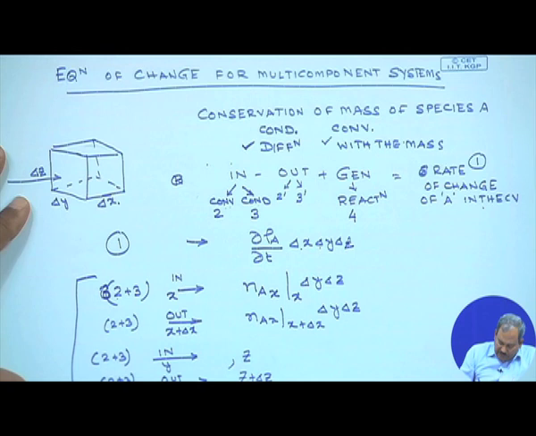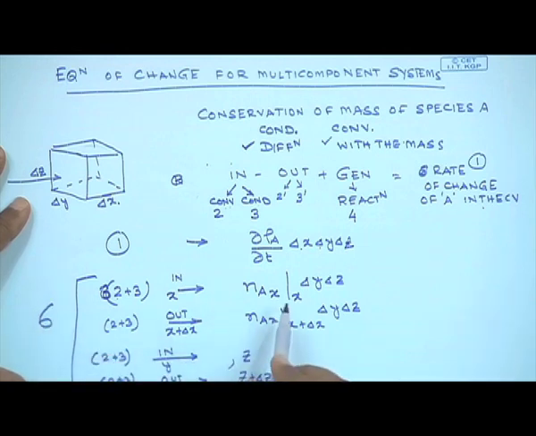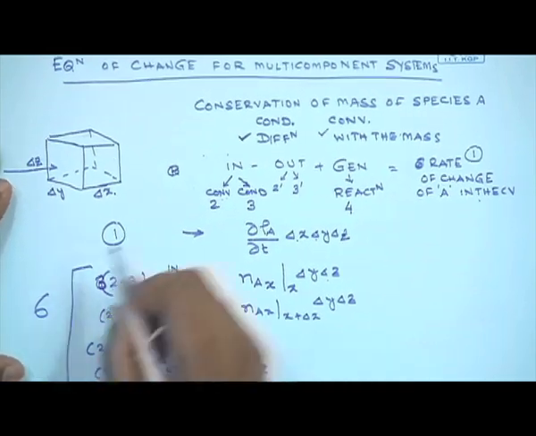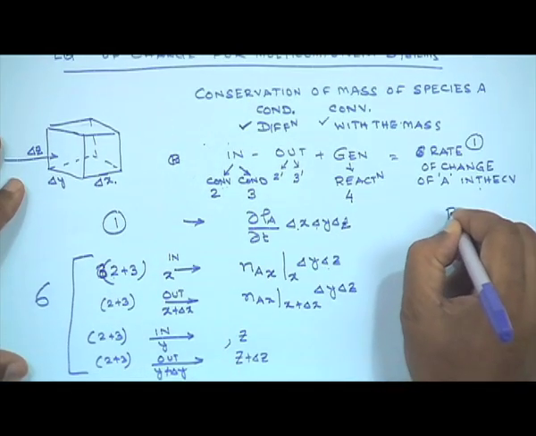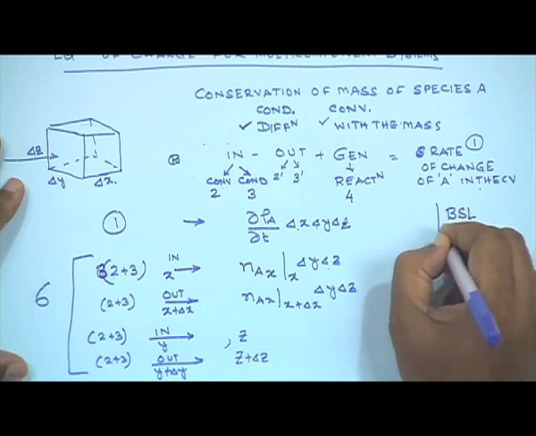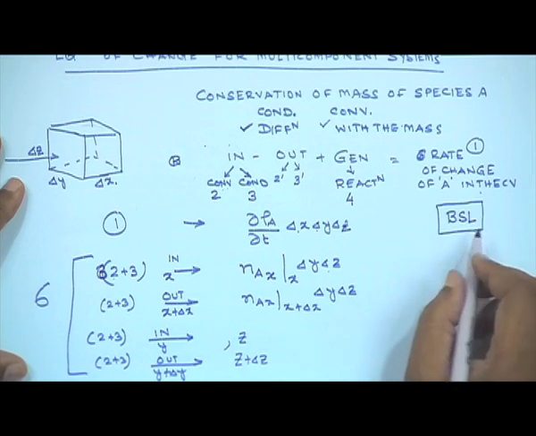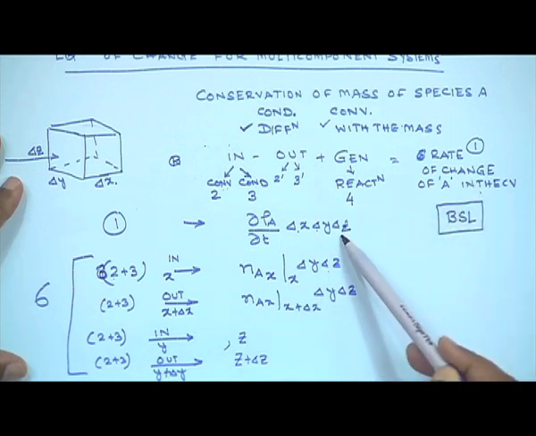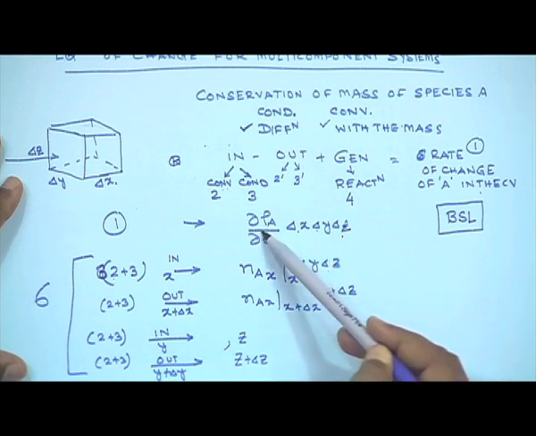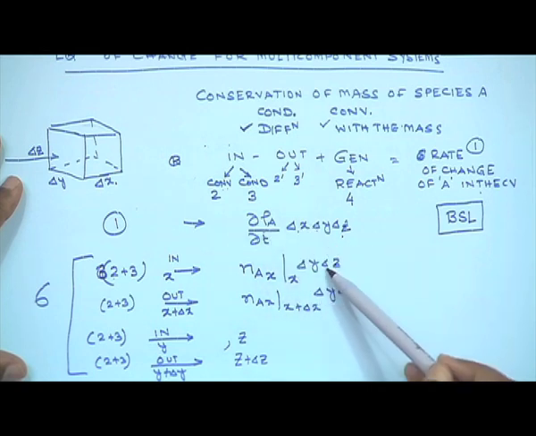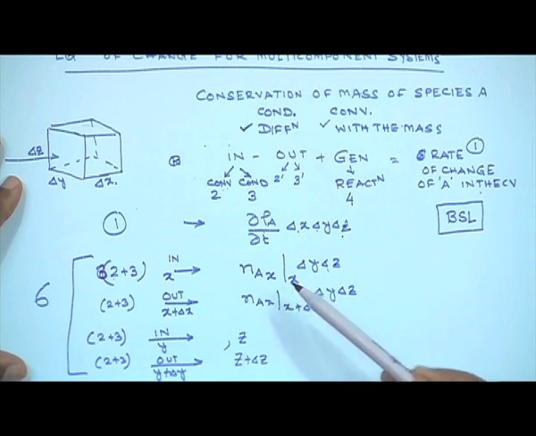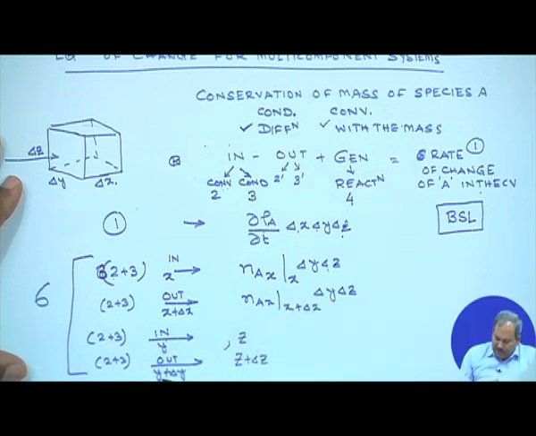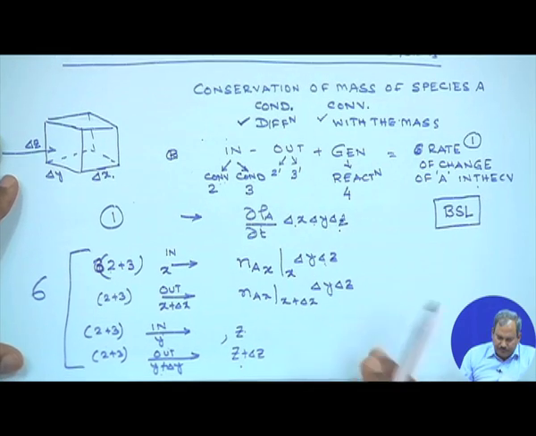So, there will be a total of 6 terms, 3 for in and 3 for out. I am not writing all of them. The derivation of this is provided in Bird-Stewart-Lightfoot, so you can see Bird-Stewart-Lightfoot for a complete derivation. But fundamentally the rate of change of A in the volume element is this, and these represent the in and out of x phase. Similarly, I should have an in and out at y phase, in and out at z plus delta z phase.